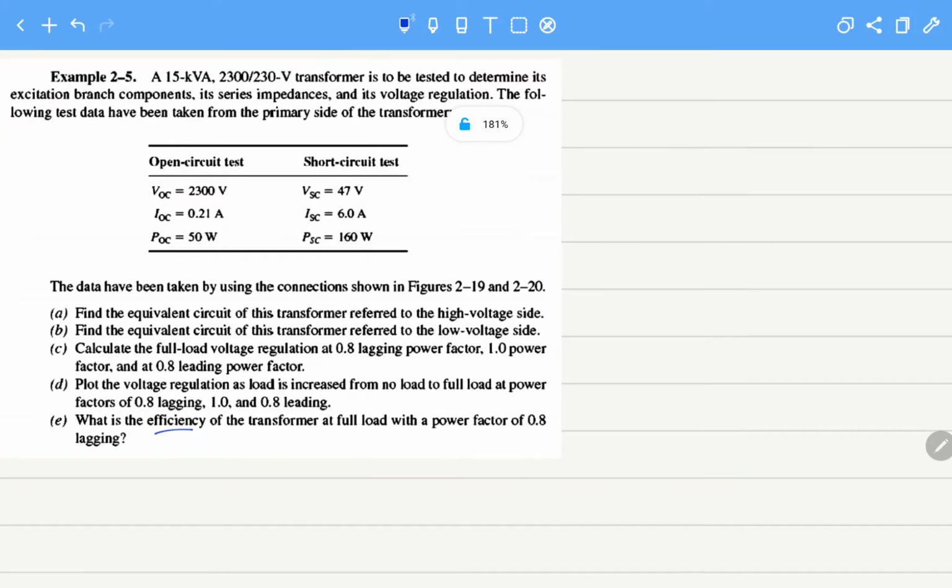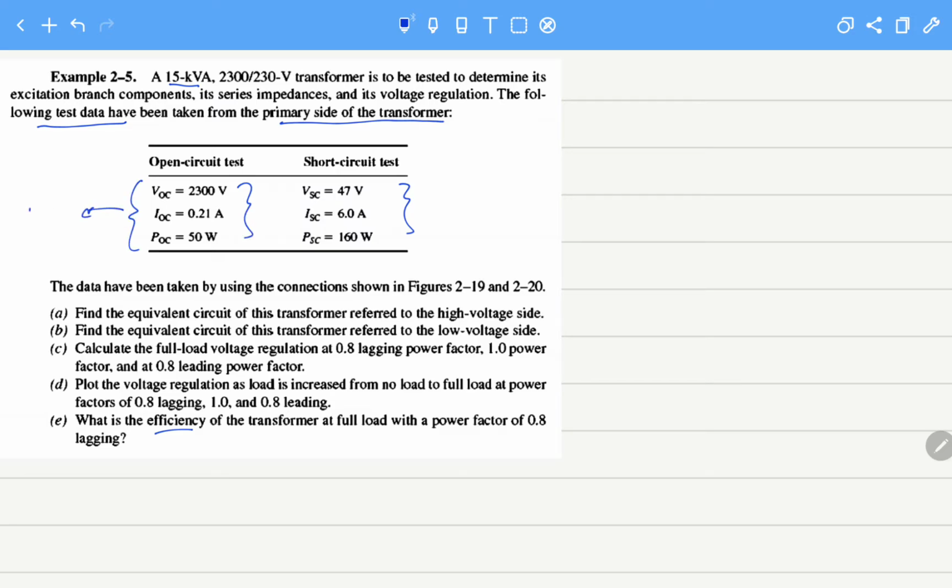So this is what we have: a 15 kVA transformer. Again, it is a step down transformer. High voltage side is the primary side and 230 volts is the secondary side. And we have to determine excitation branch components and its series impedances and the voltage regulation. And one of the most important things again is the following: test data have been taken from the primary side of the transformer.